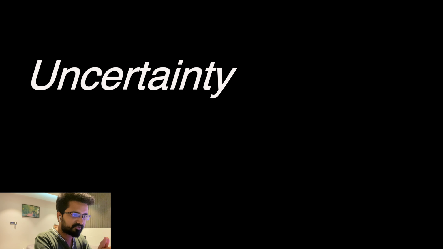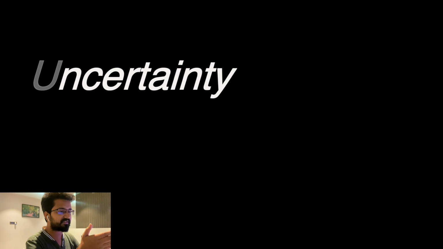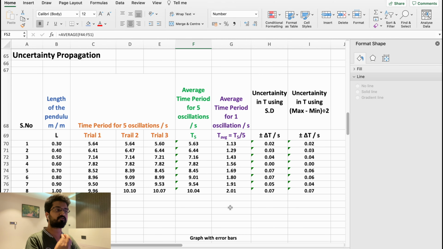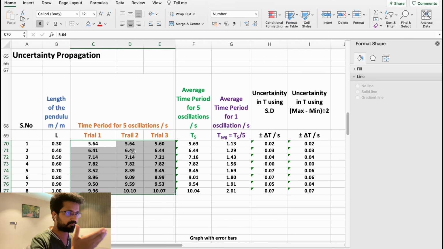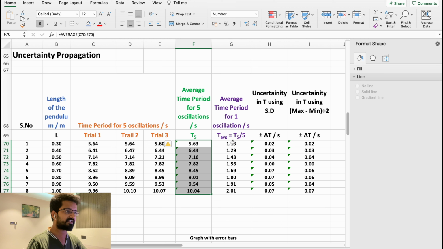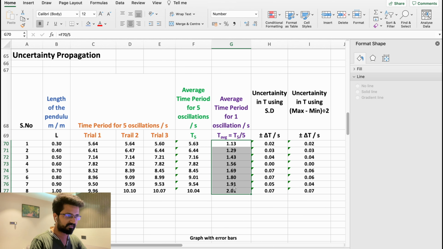Perfect. Let's talk about uncertainty calculation in this experiment. What do we mean by uncertainty calculation? Uncertainty is basically the doubt or error associated with your measurement value, right? As you can see, I have values of length, and these are the time periods for 5 oscillations. I've done 3 trials, and this is my average time period for 5 oscillations, and this is the time period for 1 oscillation.